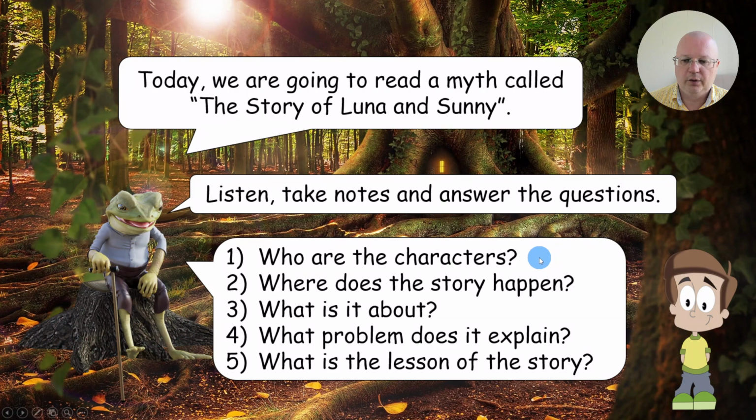Who are the characters? Where does the story happen? This is setting. What is it about? This is plot. What problem does it explain? It is problem. And what is the lesson of the story? Here's the life lesson. So characters, setting, plot, problem, and life lesson. So as they listen, they need to write short answers to these questions.